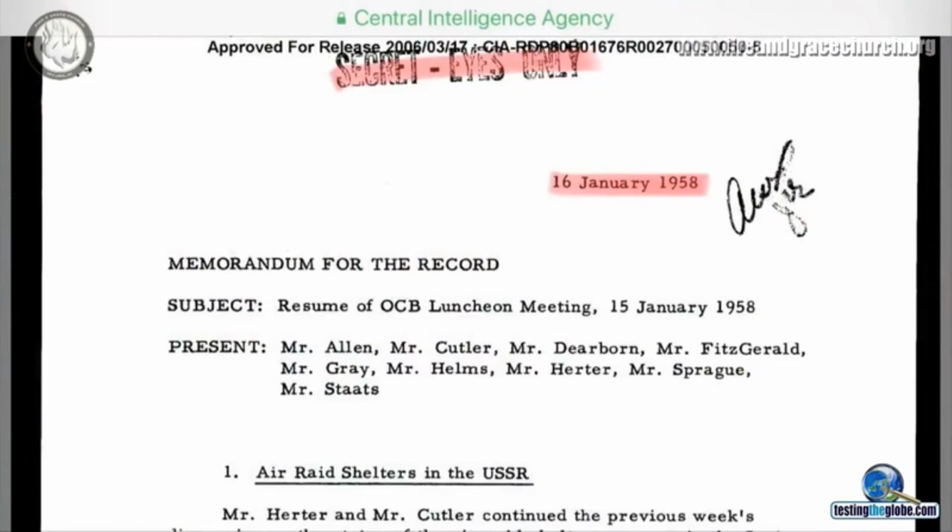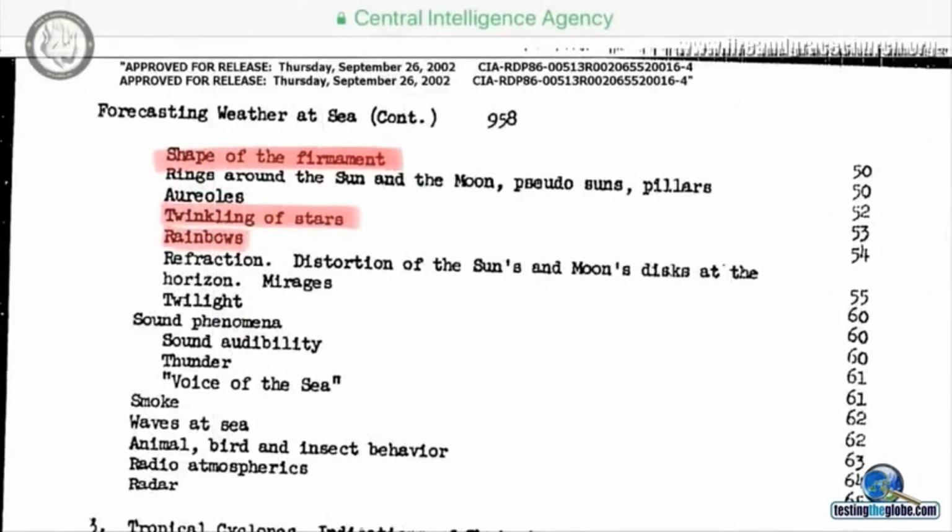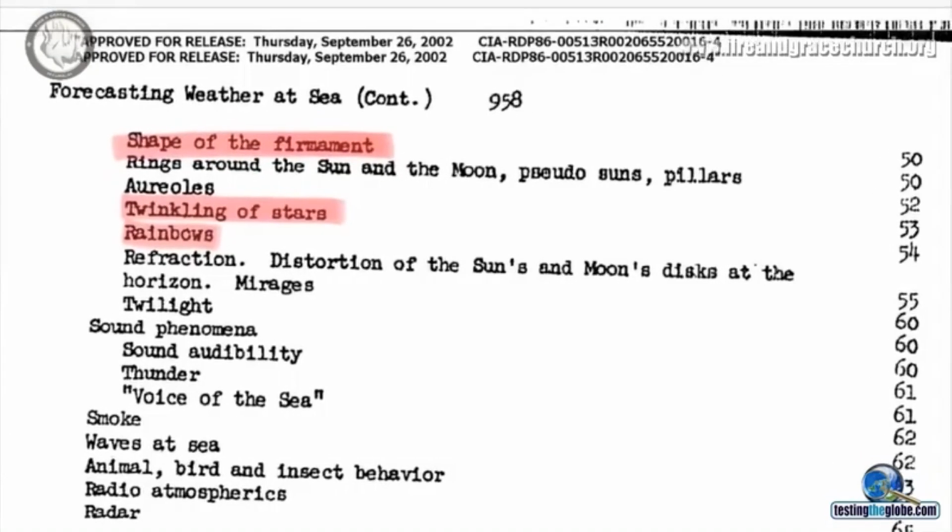This is a secret, eyes only, Central Intelligence Agency document declassified 2006. But this document makes this statement at the end. The shape of the firmament, do you see that? Whoa, hold up now. I think only certain solid things have shape, right? The shape of the firmament. Does everybody see that? Do you see that?